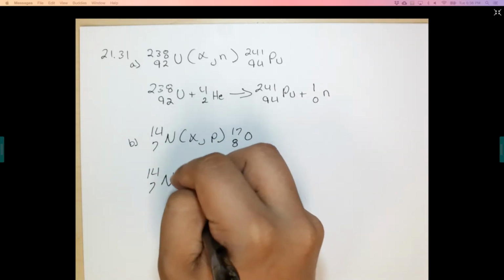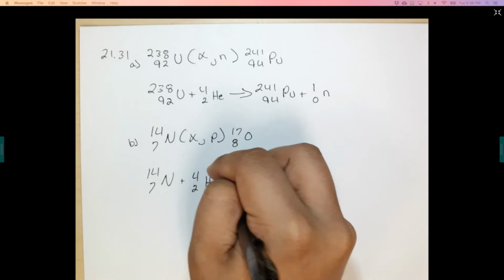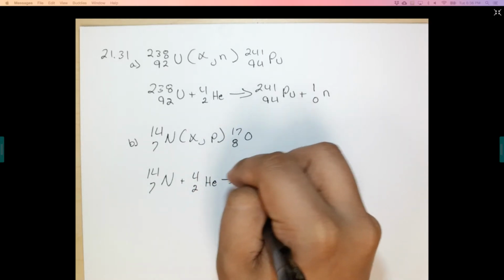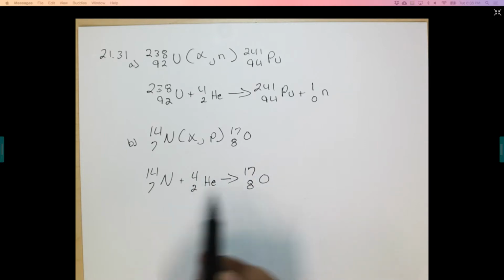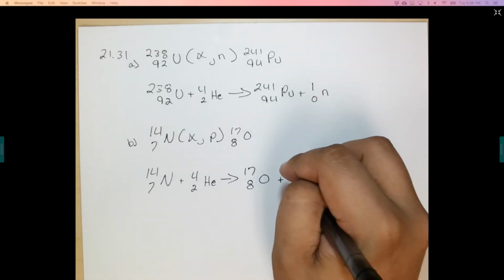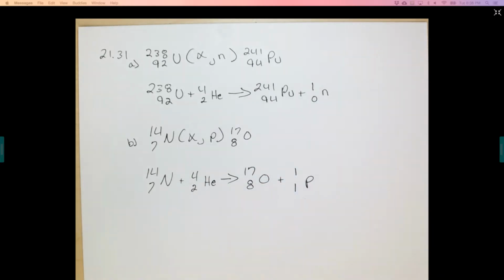Plus again alpha particle creating our oxygen, and we see that these values don't add up. That is why we need a proton, and that can be listed as 1,1p, or it can be hydrogen. Remember, hydrogen is in fact a proton as well with no neutrons.